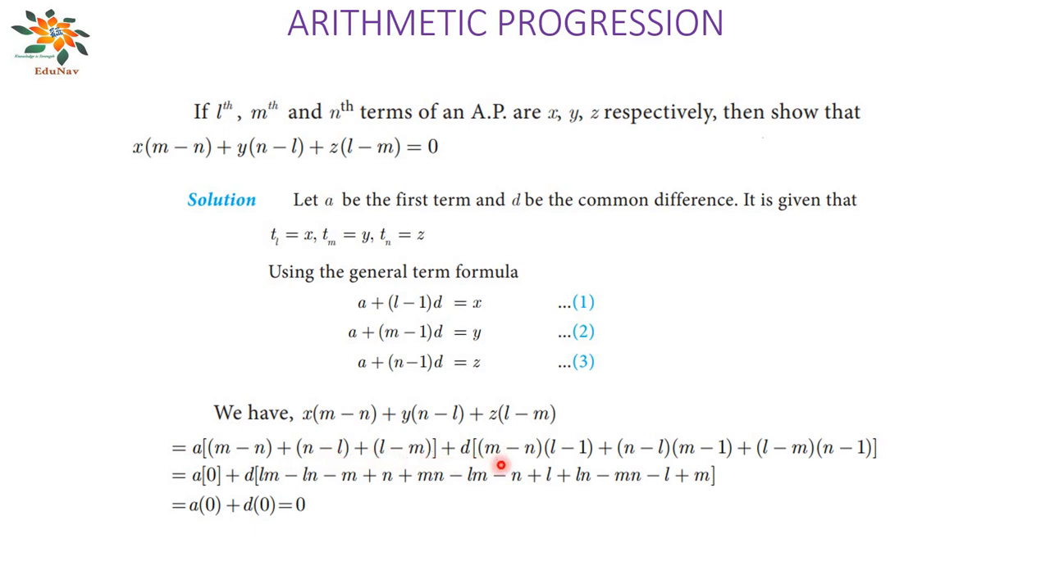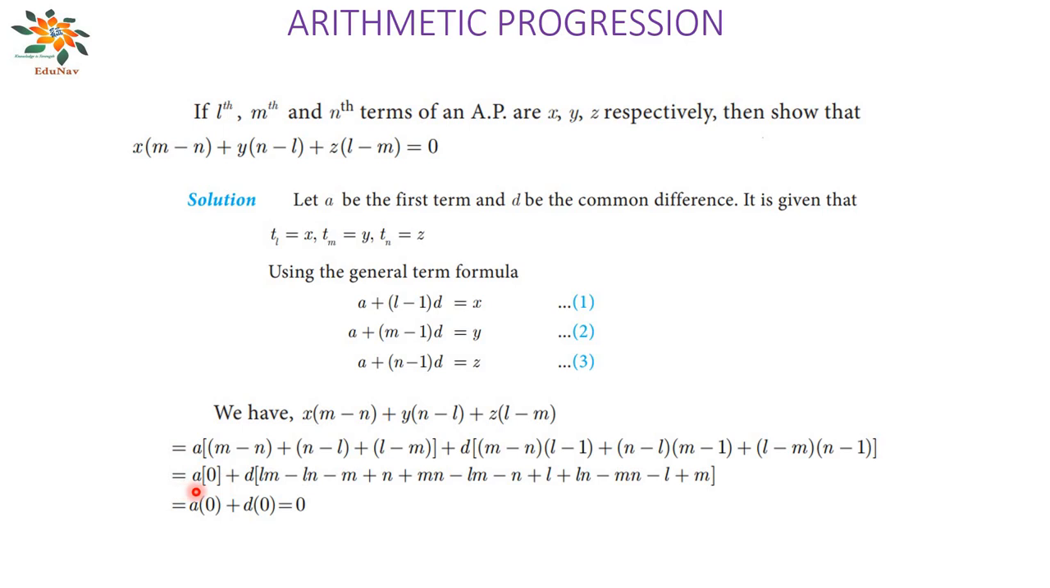Next, focus your attention on the terms containing d. Now, taking the common factor d from all these terms, we are left with d into ((m minus n) into (l minus 1) plus (n minus l) into (m minus 1) plus (l minus m) into (n minus 1)). In our next step, we have a into 0. How did we get this 0? Because m minus n plus n minus l plus l minus m, all these terms get cancelled off and we are left with only 0.